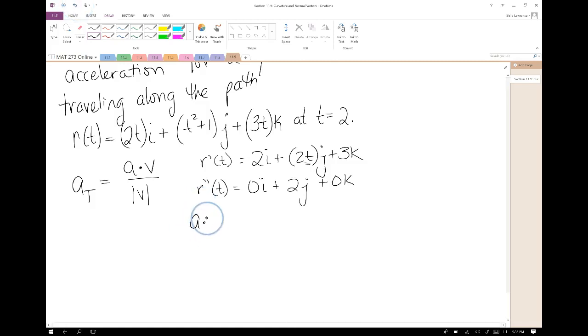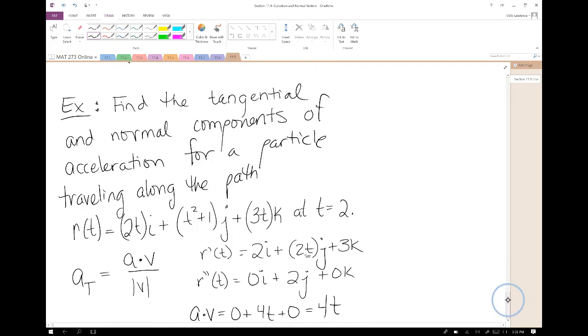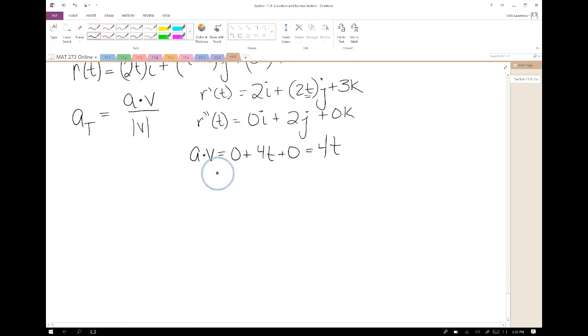So a dotted with v, that's just r prime dotted with r double prime. We get 2 times 0, which is 0. 2t times 2, which is 4t. And then 3 times 0 is 0. So we get 4t. And we specifically want this at t equals 2. So we could plug in 2 right now and get a dot v is 4 times 2, which is 8. So the numerator is going to be 8.